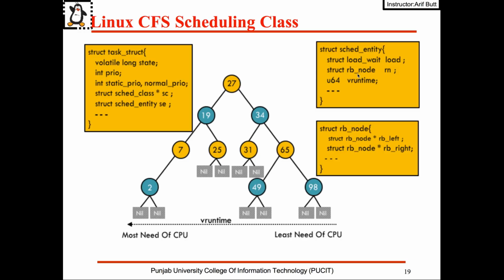And the sched_entity structure also contains a 64-bit field vruntime, which indicates the amount of time a process has run and serves as an index for the red-black tree. It is the vruntime which is shown over here inside the nodes in this diagram. Well, the tasks with the gravest need of the CPU, that is the lowest vruntime, are stored towards the left side of the tree, and the tasks or processes with the least need of the CPU, that is the highest vruntime, are stored towards the right side of the tree.